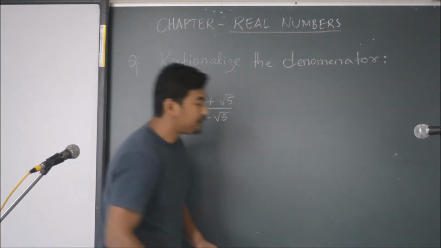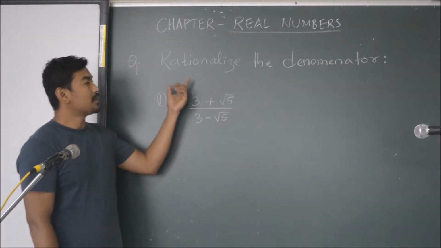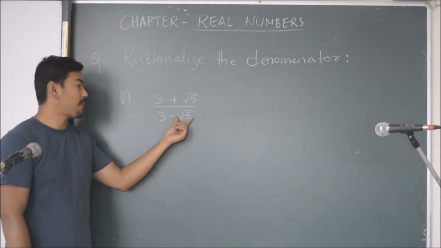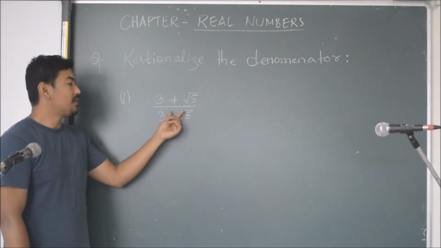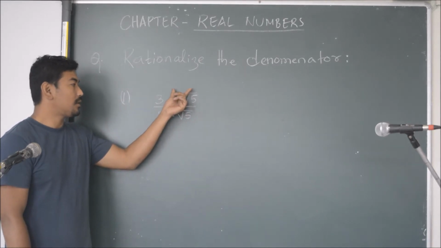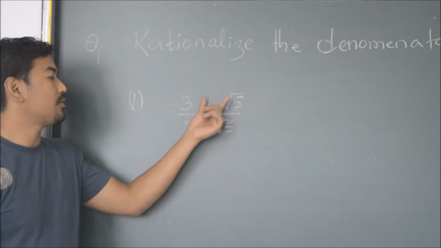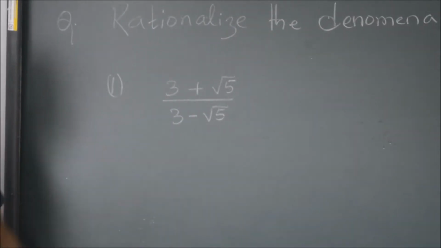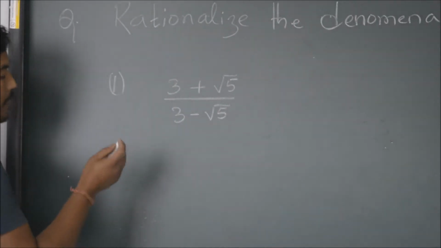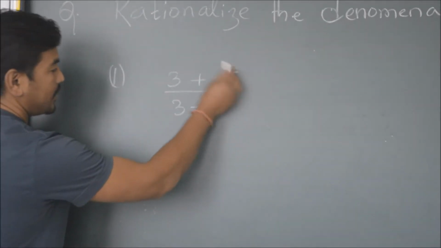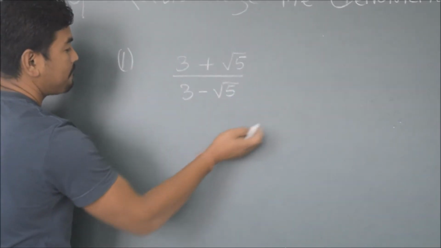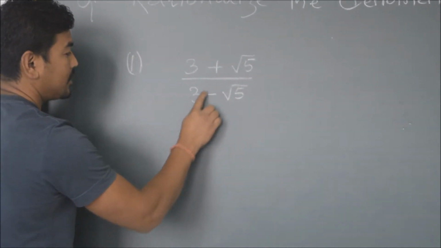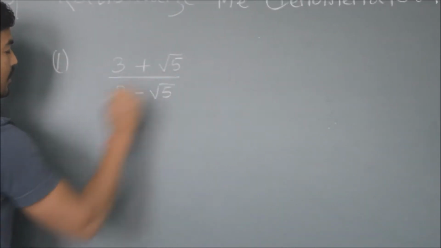So as you know, rationalize the denominator means you have to remove the square root from the denominator. It doesn't make any difference if the square root is over the numerator, but it should not be there in the denominator. So the first step to solve this kind of question is we need to multiply this given expression by 3 plus root 5. So here, instead of minus, we are going to write a plus.